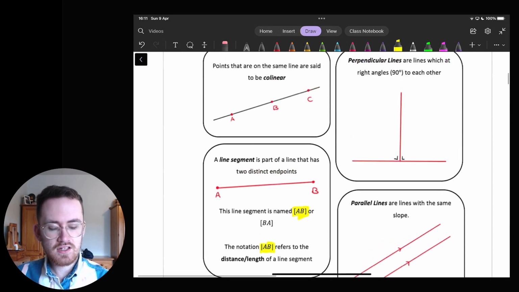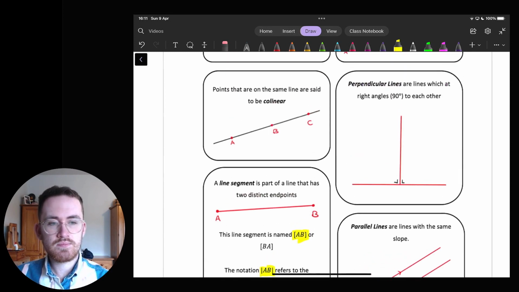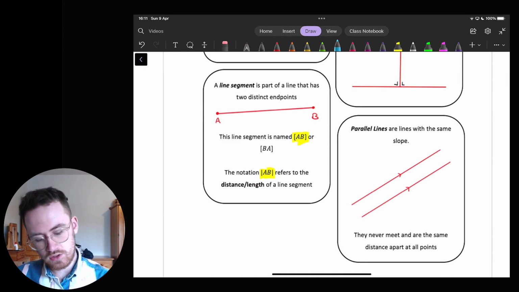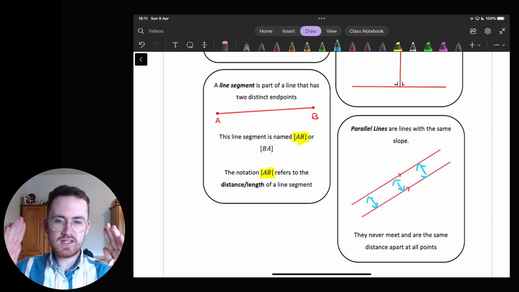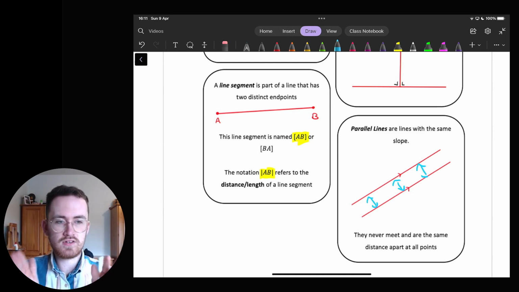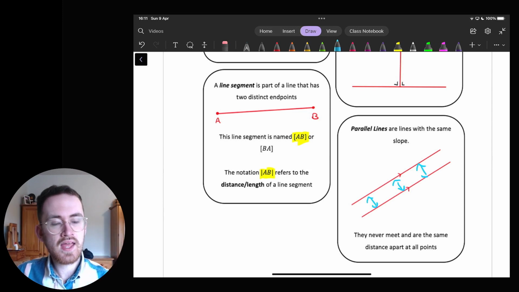So we said perpendicular lines meet at right angles. Parallel lines are lines that have the same slope and they never meet. They are the same distance apart at all points because they're never going to meet. If that distance was any way different, then they would be aiming towards each other at some point. But if they're the same distance apart, they're like train tracks, they never meet each other and they run parallel to each other.